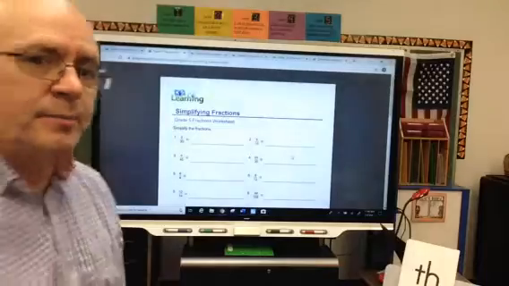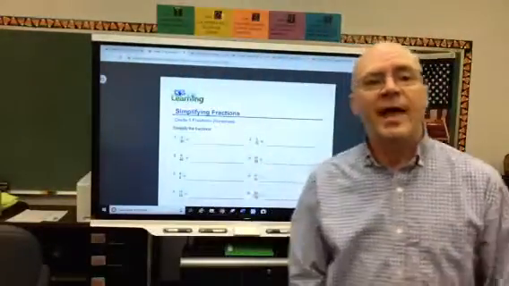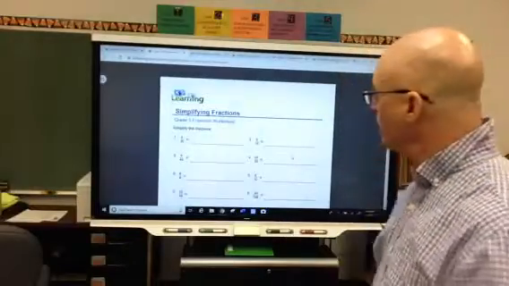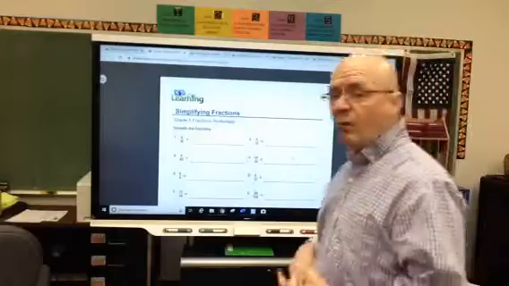to do that we used multiples. Today we're going to simplify fractions, and to do that we use factors. Okay? So let's take the first one here, 6 over 30.